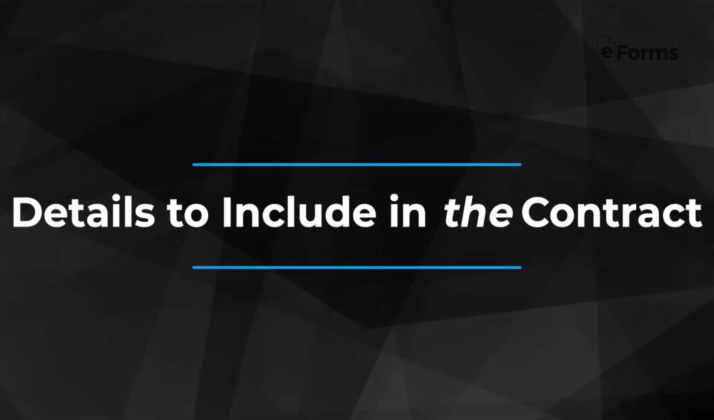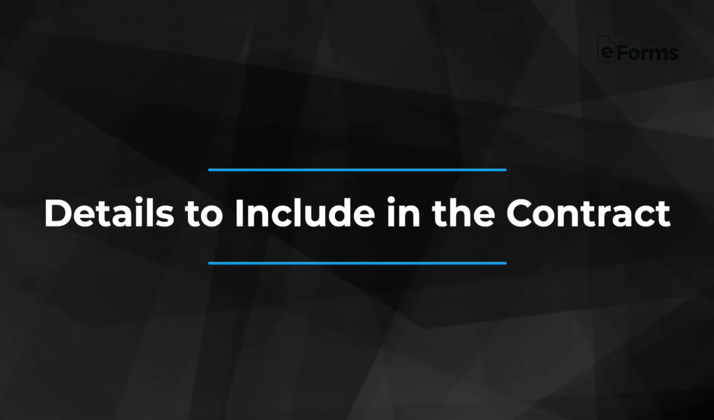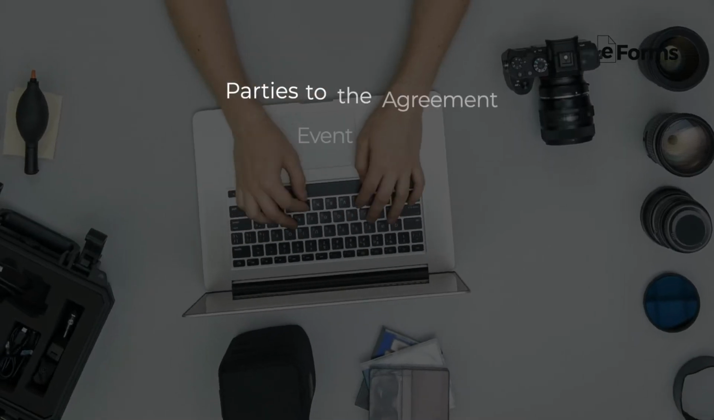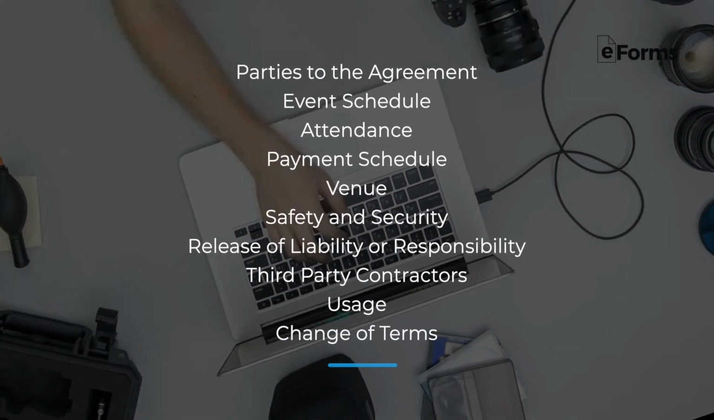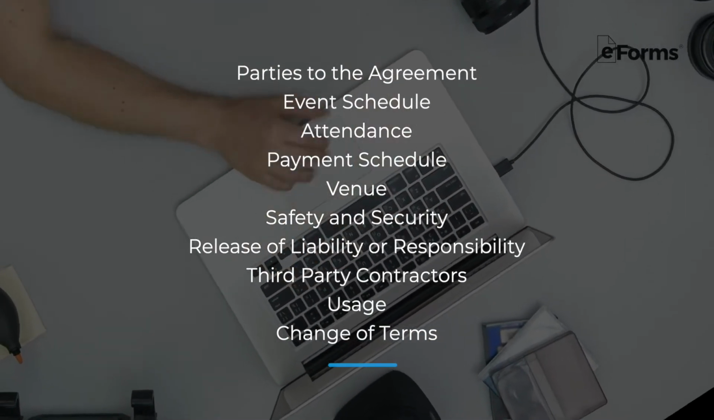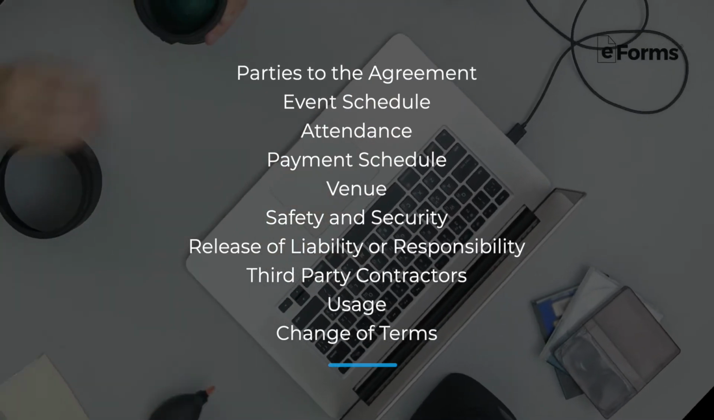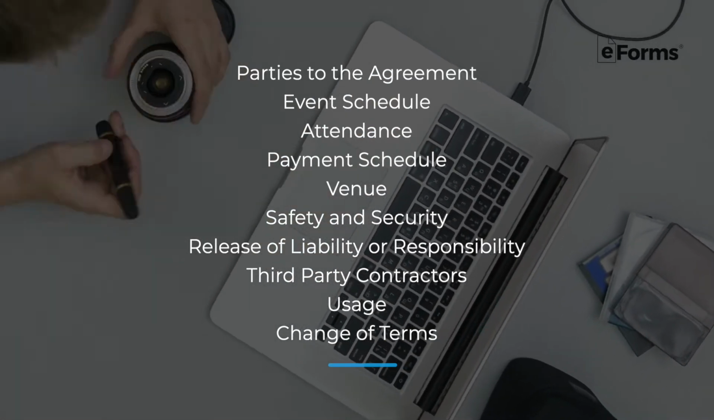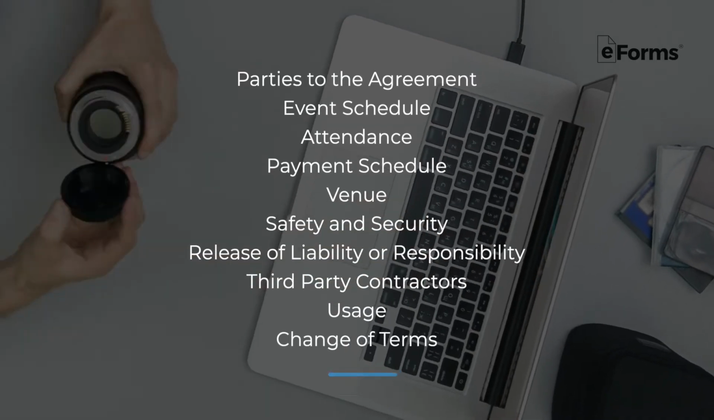Now, there are plenty of details to include in the contract. These can range from parties to the agreement to event schedule, attendance, payment schedule, venue, safety and security, release of liability or responsibility, third-party contractors' usage to change of terms, and much more. Yes, it seems like there's a lot to cover, but don't worry. We'll tell you where you can find a free template.